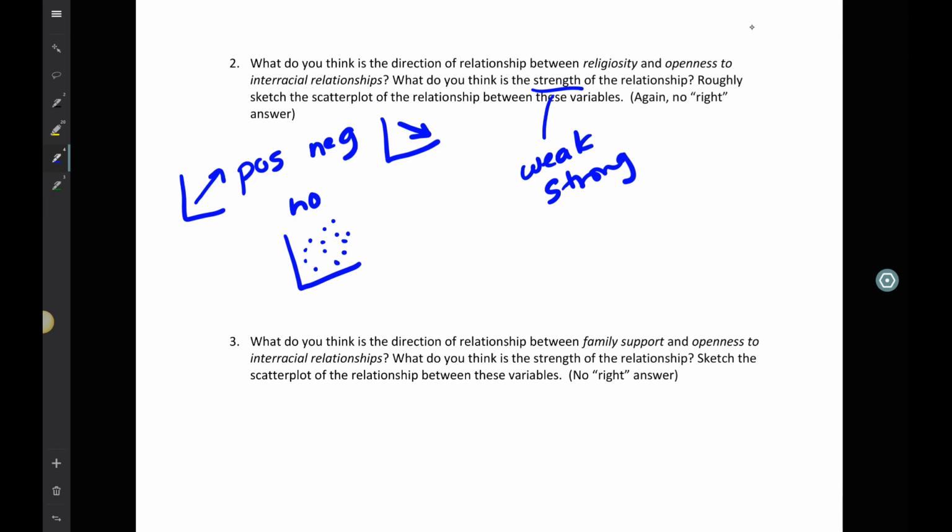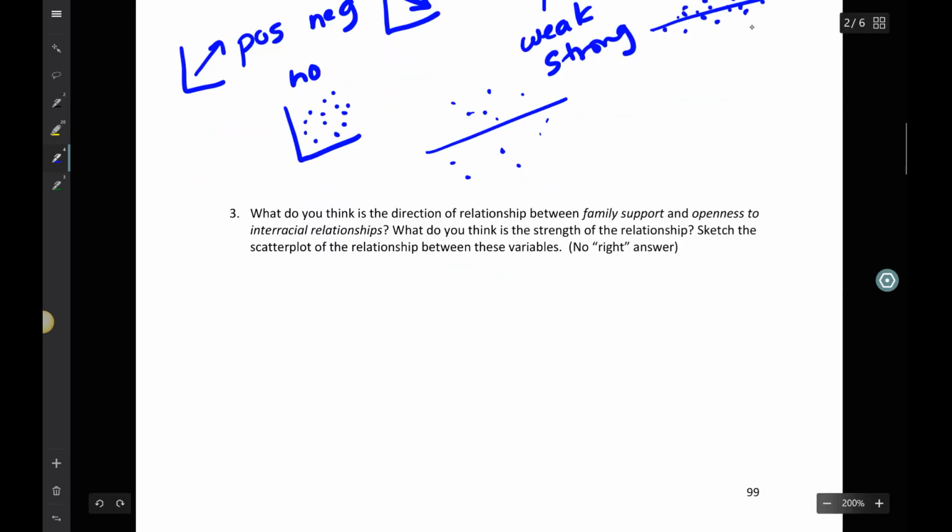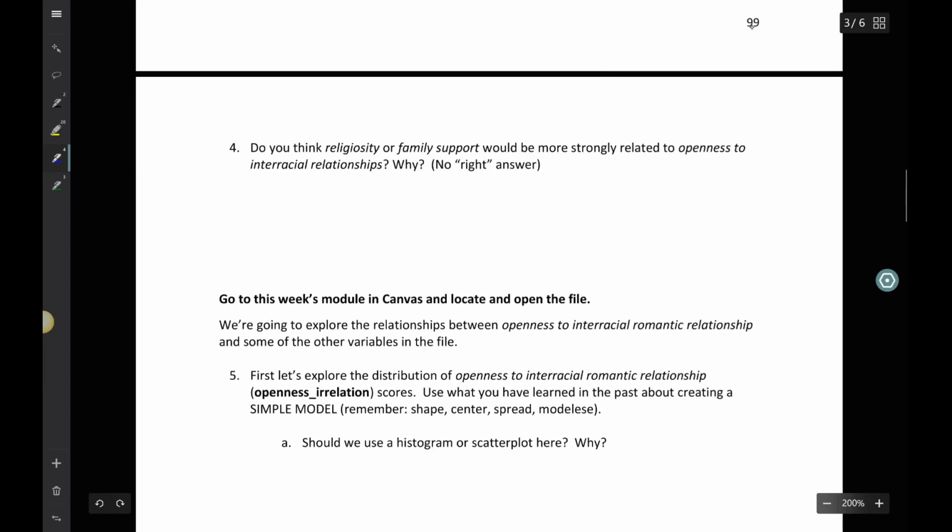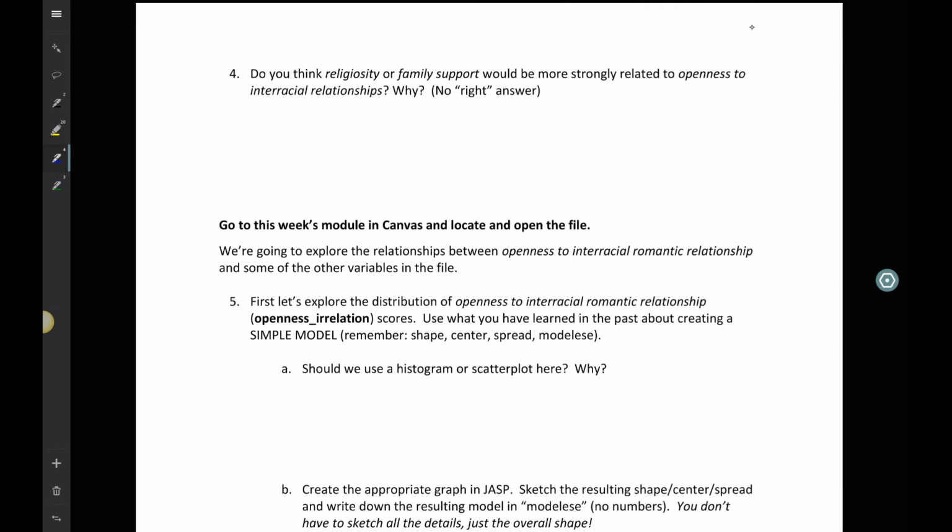Okay. Weak and strong. I'm asking you to roughly sketch what you think the scatter plot of this relationship might look like. Again, we don't know yet, so there's no right answer. I'm just asking for your opinions here. So again, do you think it's weak or strong? If it's weak, then we would see the data very spread out from the line. If you think it's a very strong relationship, you would see the points all very clustered together. Okay, so think about that for numbers 2 and 3. And number 4, one last question to think about there, and then I'll transition into doing the demonstration on JASP.